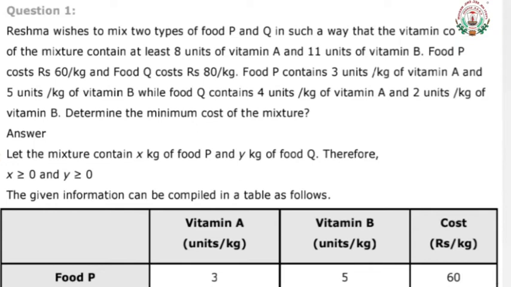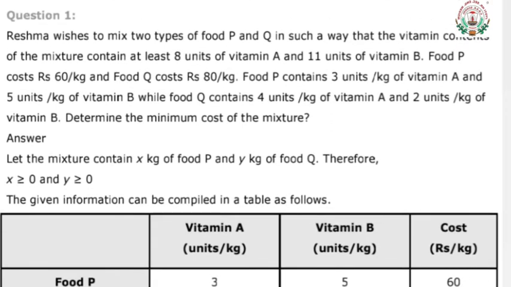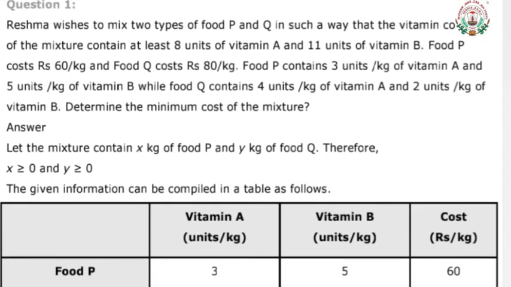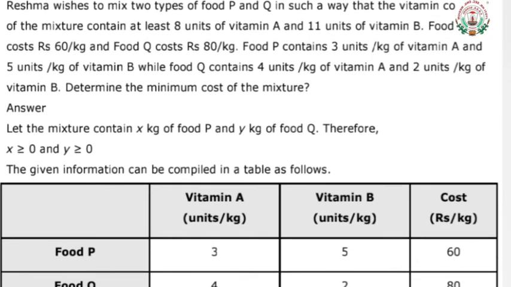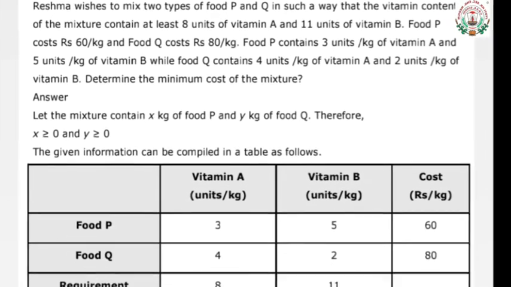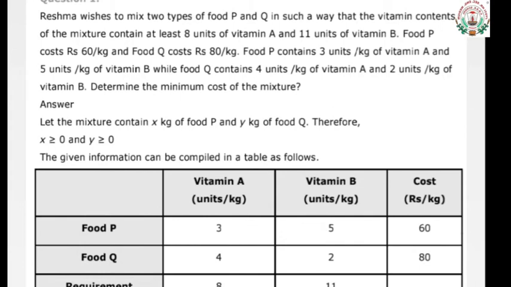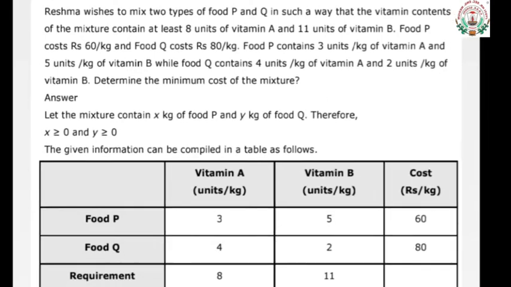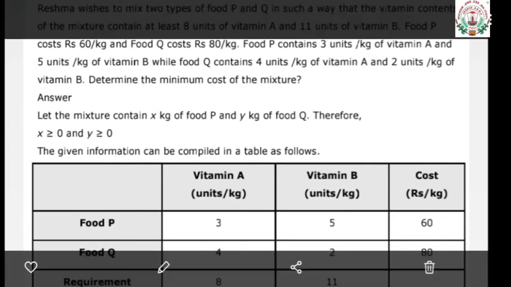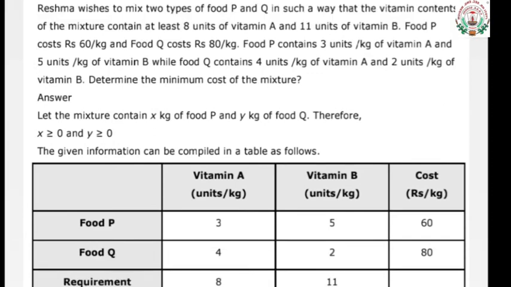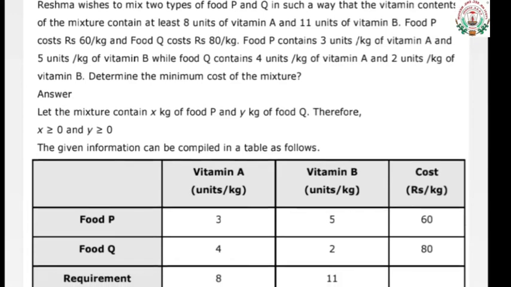Students, here linear programming problem exercise 12.2. The first question: Reshma wishes to mix two types of food P and Q in such a way that the vitamin contents of the mixture contain at least 8 units of vitamin A and 11 units of vitamin B. Food P cost rupees 60 per kg and food Q cost rupees 80 per kg.